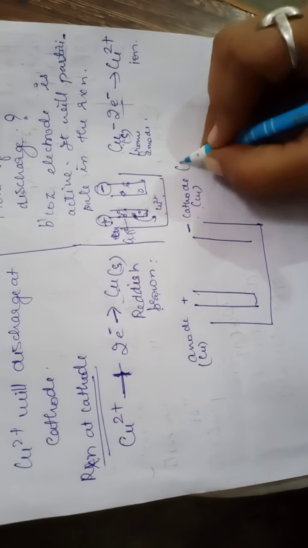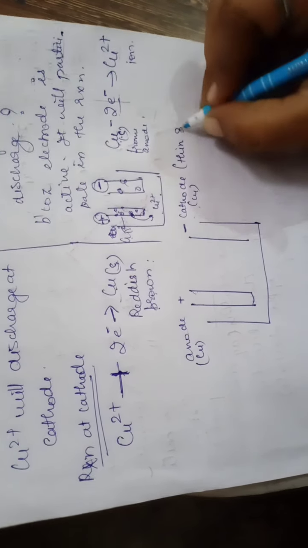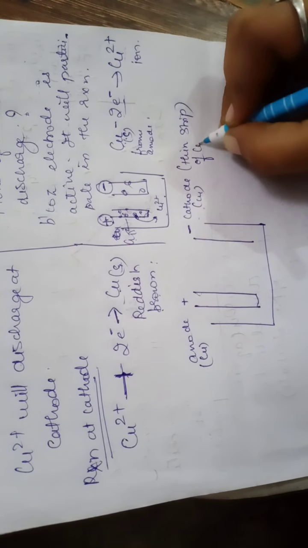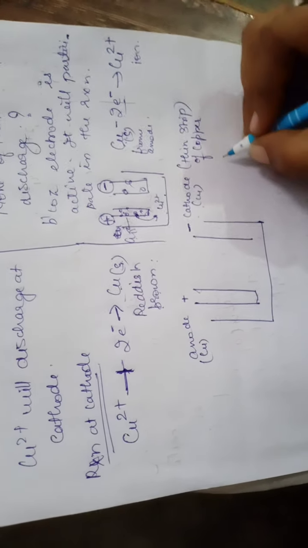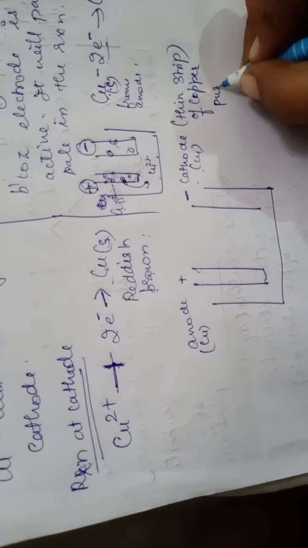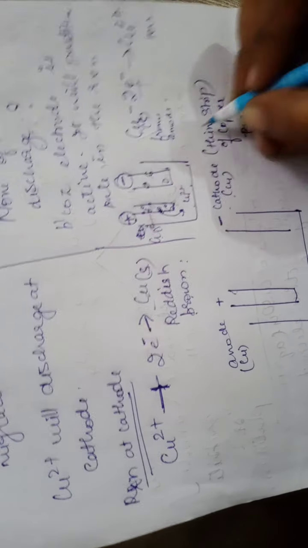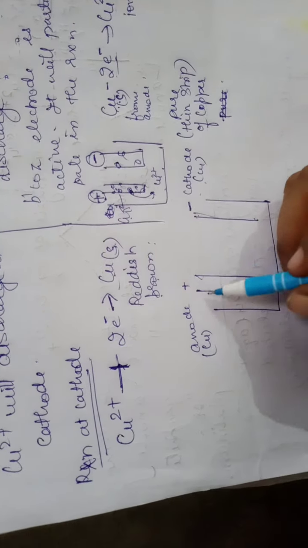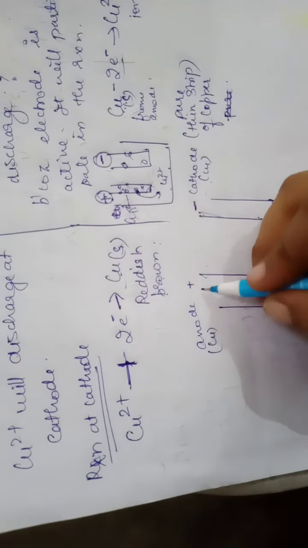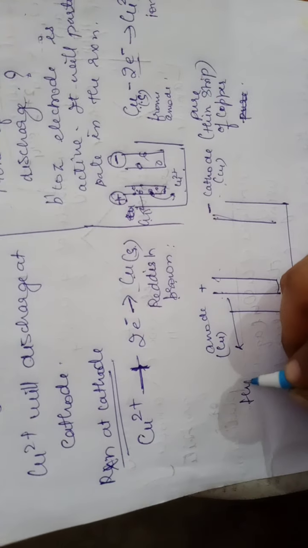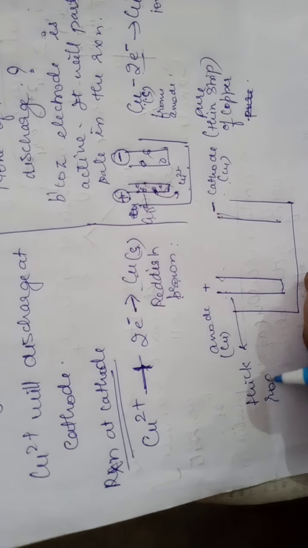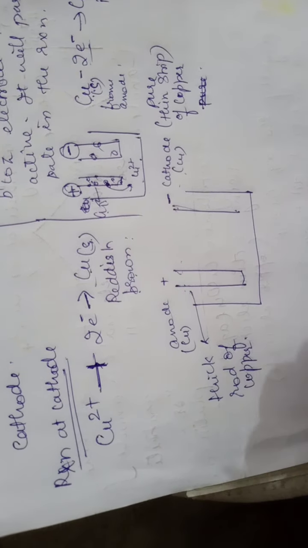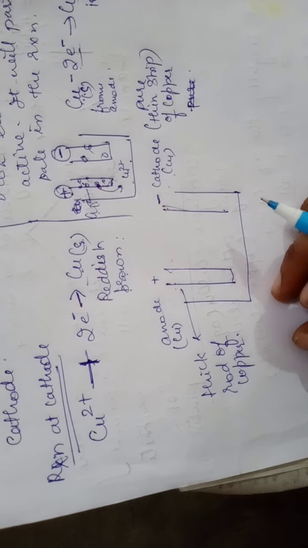So we take a thin strip of pure copper as the cathode. It is totally pure. A very thin strip is taken. And here, the anode is made up of what? A thick rod of copper, which is not pure.